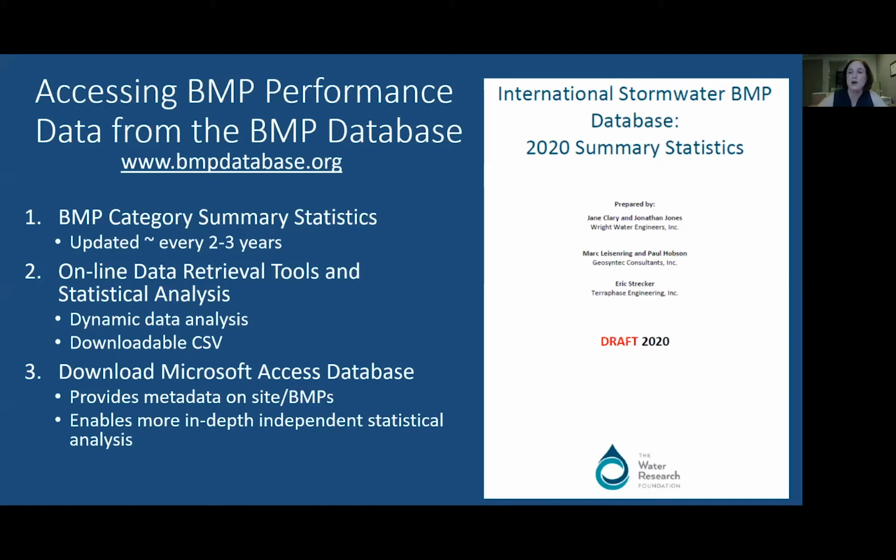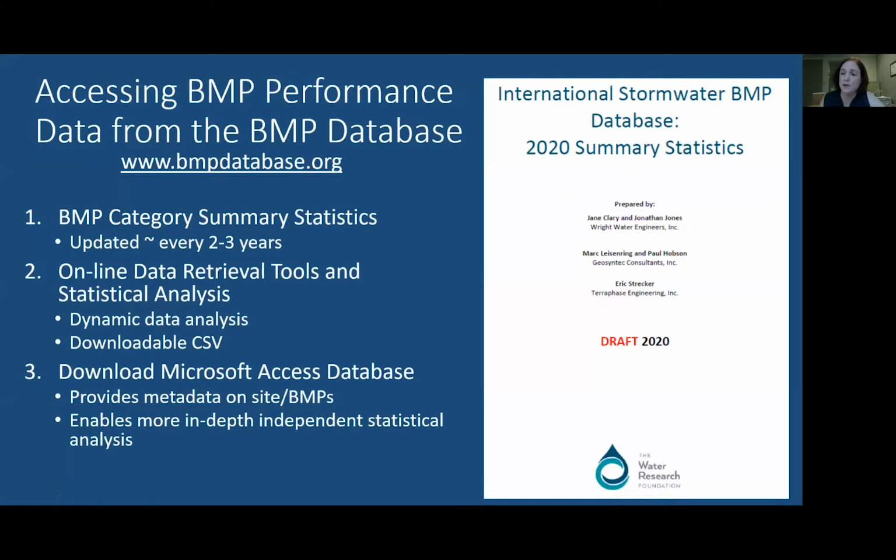First is, I would call it the we do it for you approach, which is our BMP category summary statistics document, and that's updated every 2 to 3 years. And we're in the process of peer review of our 2020 summary statistics, so that'll be coming out soon. The second option is online data retrieval and statistic analysis tools, and we'll go through some examples of those today. There's an option there that I think is very user-friendly.